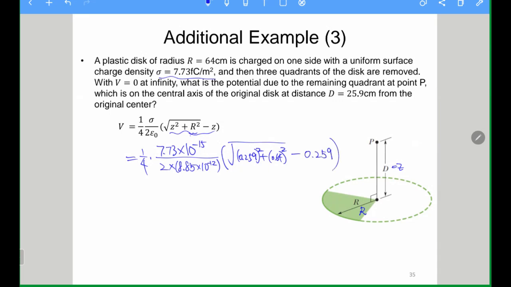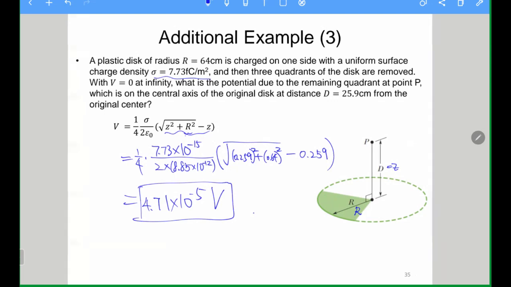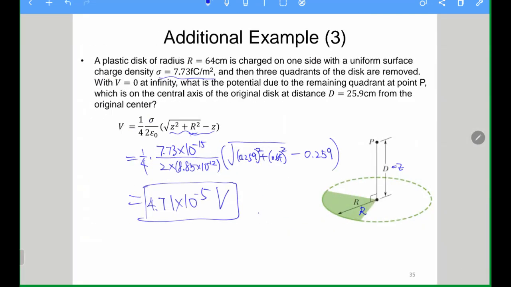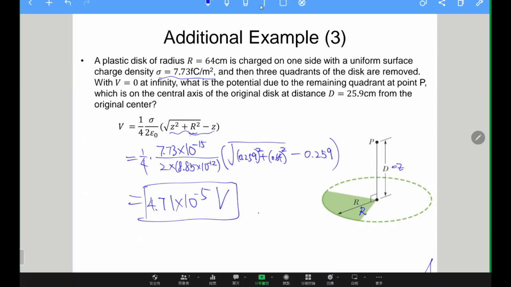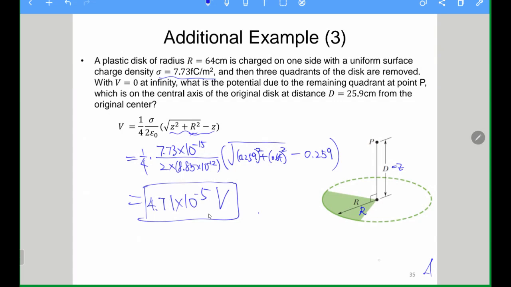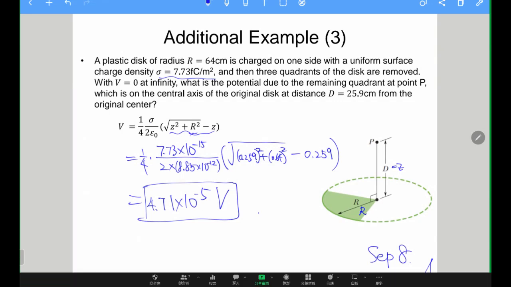Okay, so this is nothing but 4.71 times 10 to the minus 5th volt. Okay, so this is the last sample problem for this chapter. So let me know if you have any question. If no, then we conclude this chapter, and then we will enter chapter 25.